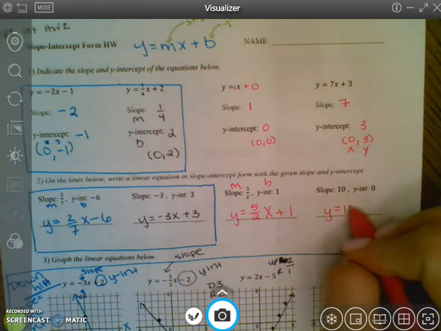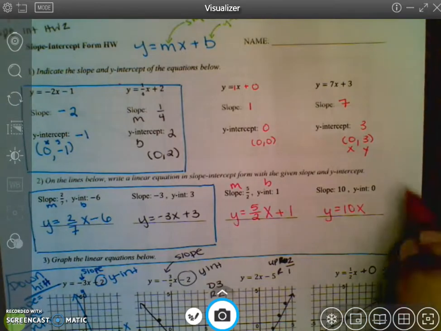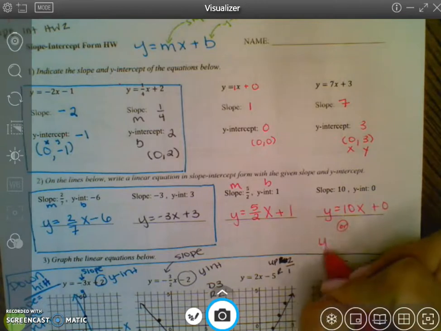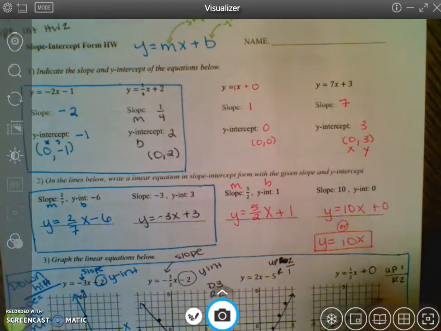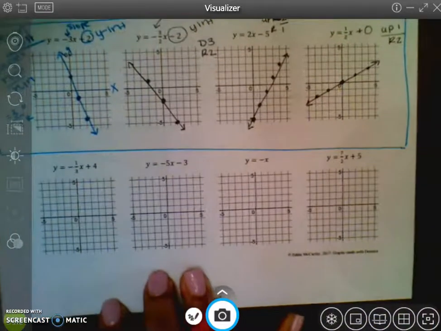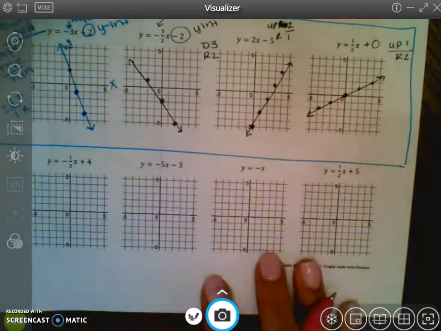This one would be 10x. And you can write plus 0, or you can write y equals 10x. This is the way you'll most likely see it on tests and whatnot. We're not going to write the plus 0. Okay? And last but not least, you had to do these bottom 4.